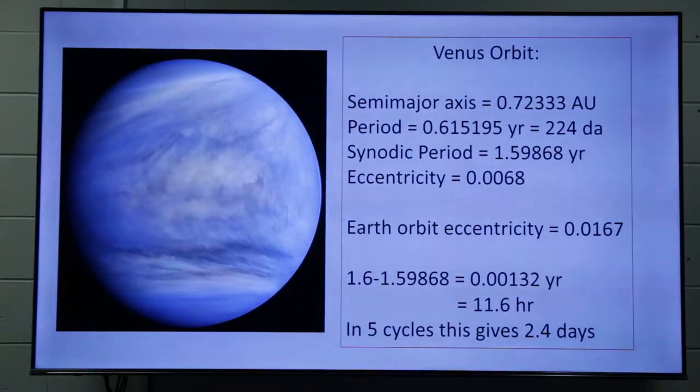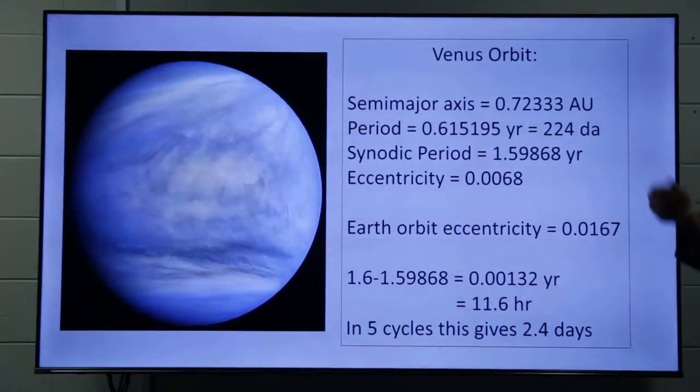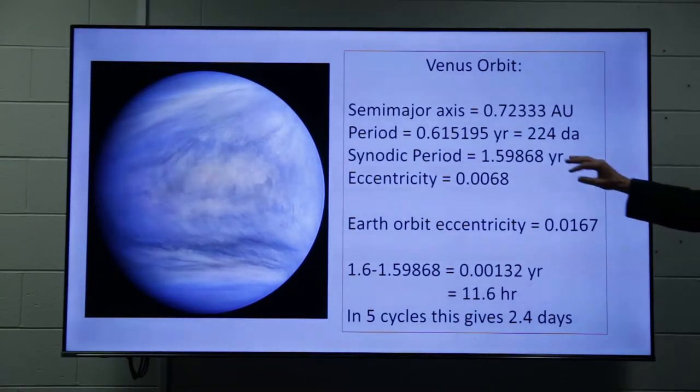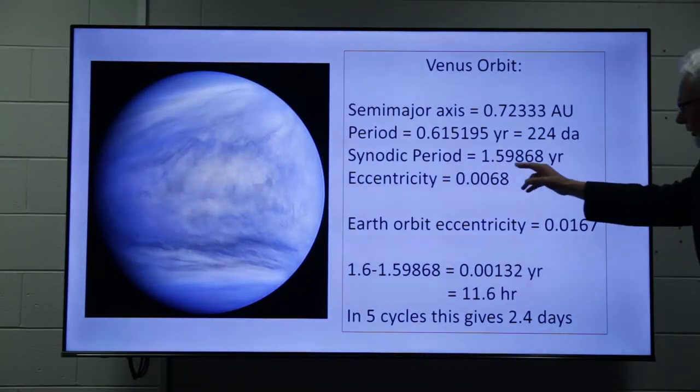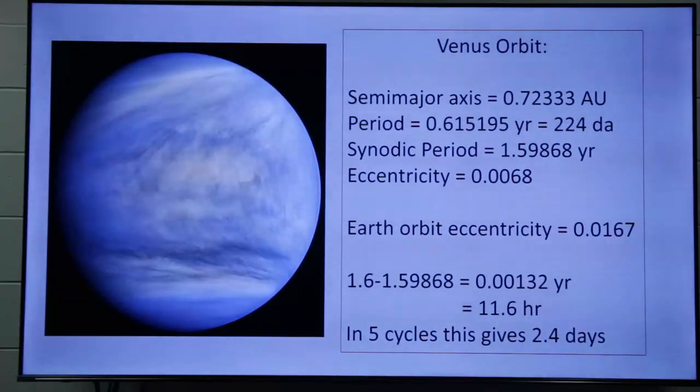Here are some of our numbers today. Venus's semi-major axis, that's of its orbit, is that number of AU. Period is about its sidereal period, that is, its actual orbital period is about 224 days. The Mayans didn't know this. Synodic period is 1.59868 years. The Mayans did know that. And they knew it wasn't 1.6 years.